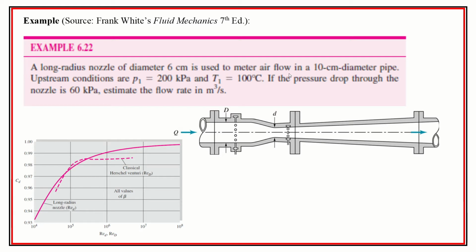So I'm doing this for air, so we have to worry about compressible flow, or perhaps compressible flow. We do need to use the ideal gas law when it's air to be able to get the density. So we're going from a 10 centimeter pipe down to a 6 centimeter throat, and the upstream pressure is 200 kilopascals, and we have a temperature of 100 degrees Celsius. And we found out that the pressure drop is going to be 60 kilopascals across these ports. And we want to estimate the flow rate in cubic meters per second.